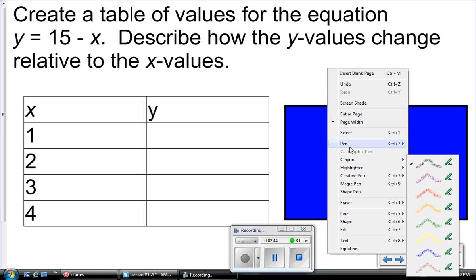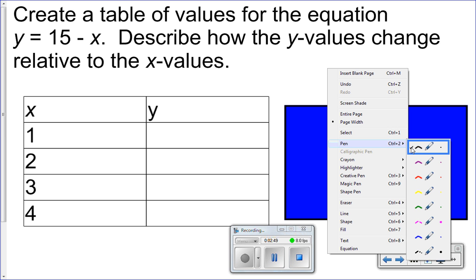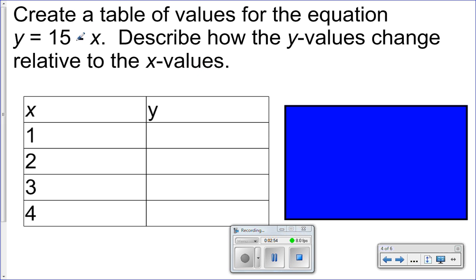Okay, so the equation is y equals 15 minus x. So if x equals 1, 15 take away 1 is 14. Okay, if x equals 2, 15 take away 2 equals 13.